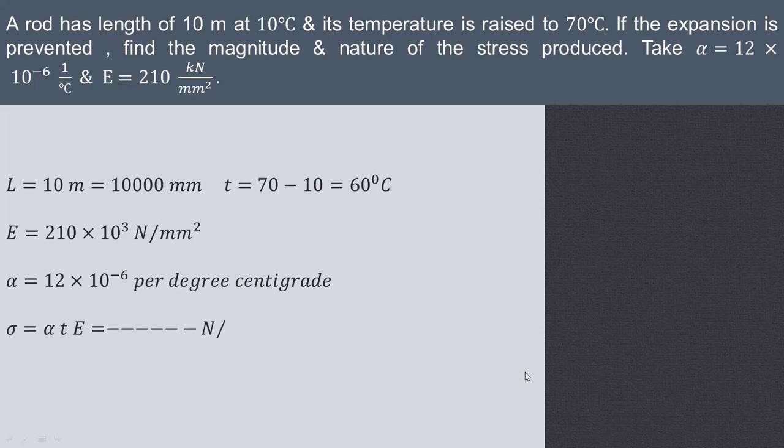Now we know that stress is alpha T into E. Value of alpha is 12 into 10 raised to minus 6. Change in temperature is 60 and capital E is 210 into 10 raised to 3. So find out the value of stress. Now as the expansion is prevented, we can say that the given particular rod is subjected to compressive stress. We will see this particular concept in the next figure of the composite bar.